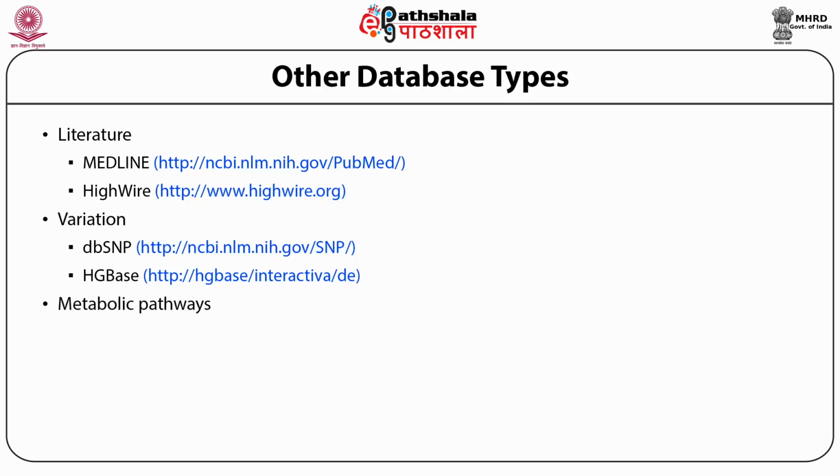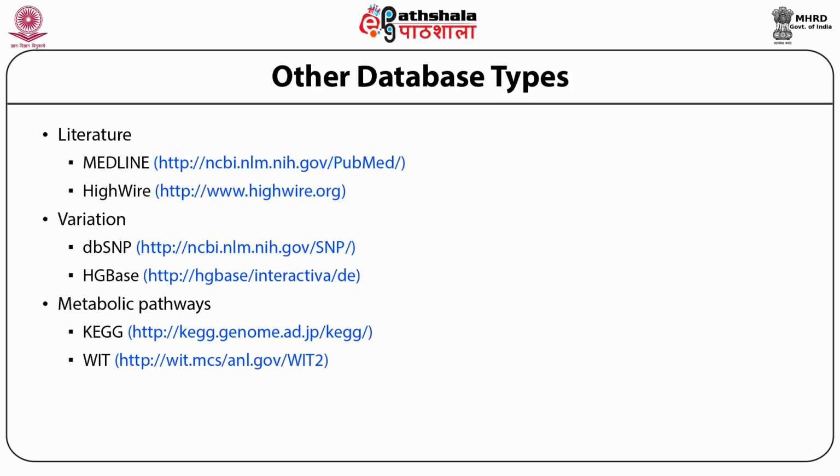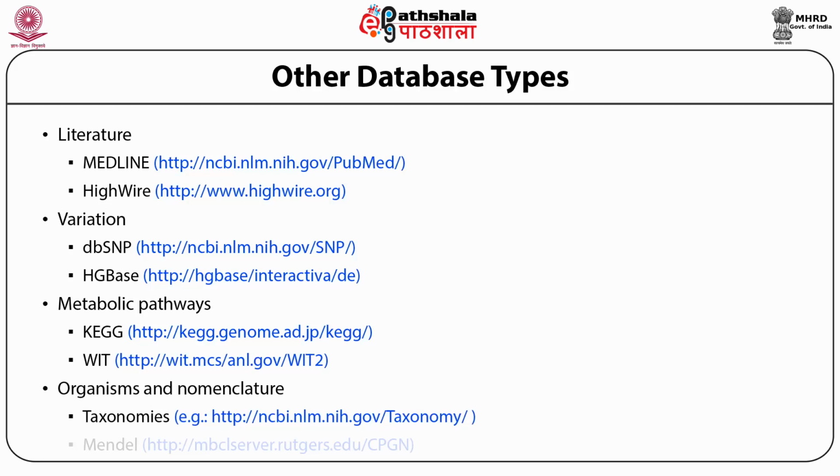Then for metabolic databases, if you want to see the pathways, there is KEGG, the Kyoto Encyclopedia of Genes and Genomes, and WIT. These are metabolic pathway databases. Then for organism nomenclature, like taxonomy, there is the taxonomy database, which has the nomenclature or taxonomic information of any organism.